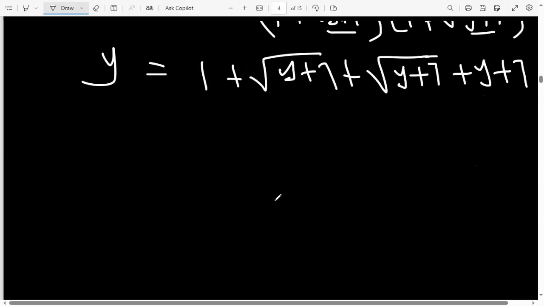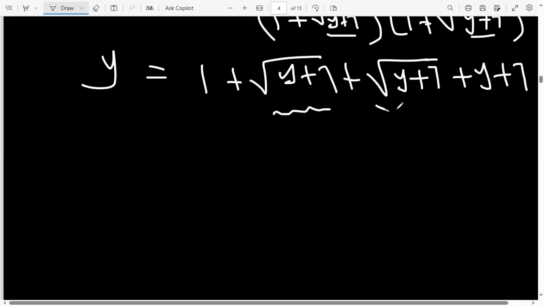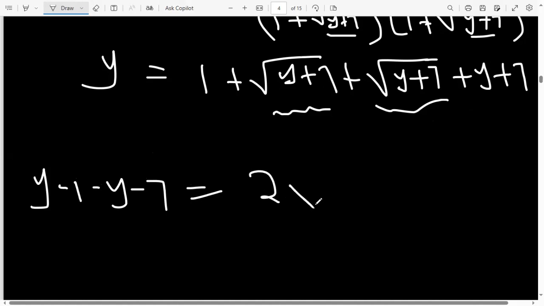Okay, and then from here, we notice that we still have the square roots in this equation. So what are we going to do? We are going to leave the square roots alone, and then we are going to take whatever does not have a square root to the other side. So this we have y. If I take this 1 to the other side, it will be minus 1. If I take this y to the other side, it will be minus y. If I take this 7 to the other side, it will be minus 7, is equal to, what I will remain with? We remain with the root of y plus 7 plus the root of y plus 7. So that is the same as 2 root of y plus 7. So this is what we are remaining with.